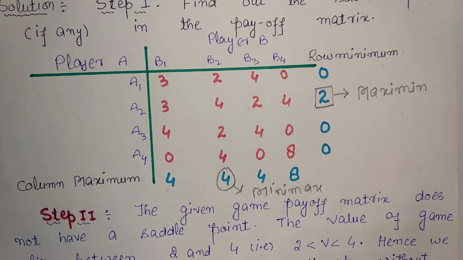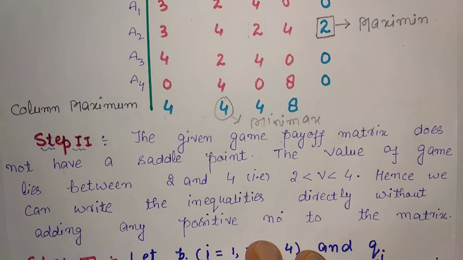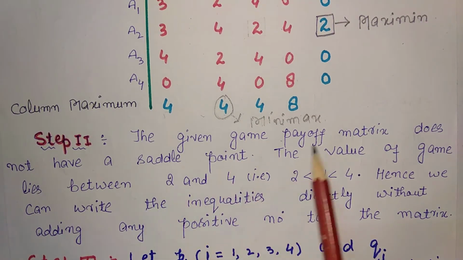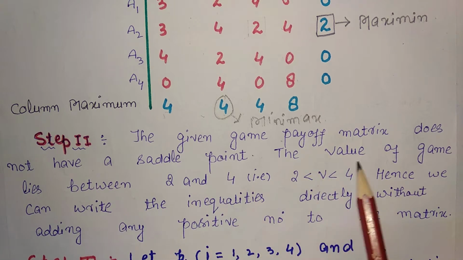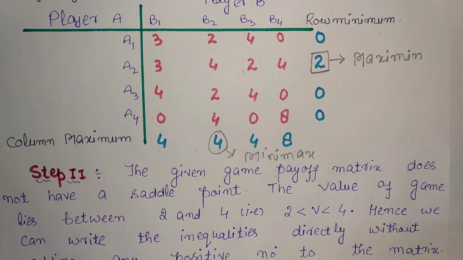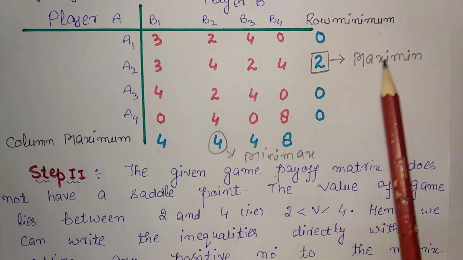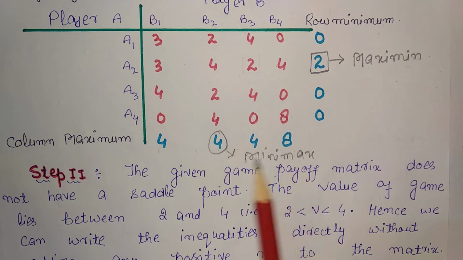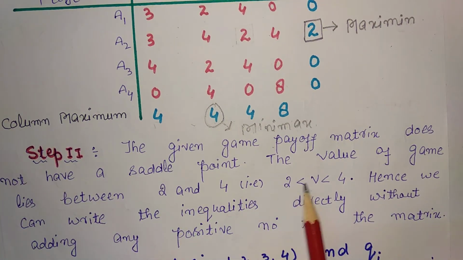So we will proceed to step number 2. I had written here that the given payoff matrix does not have a saddle point. The value of the game lies between 2 and 4, as we know that the value of a game lies between the maximin and minimax points. Here the maximin point is 2 and the minimax point is 4, so the value of the game lies between 2 and 4, that is, v lies between 2 and 4.